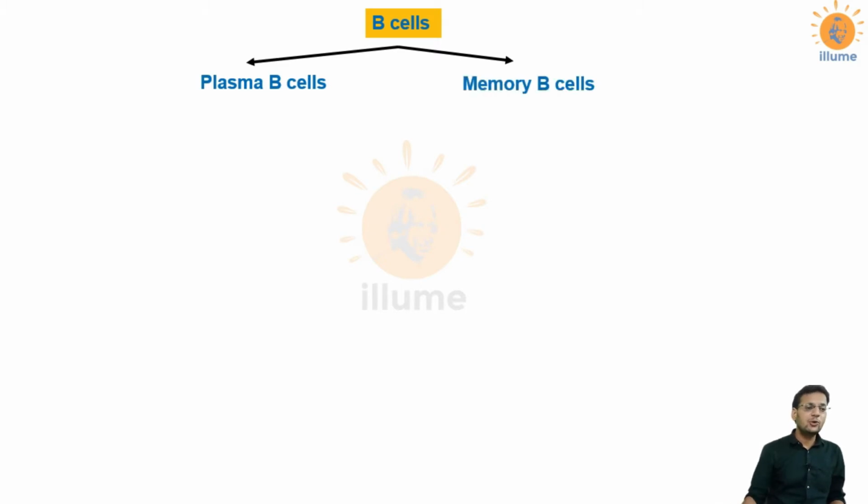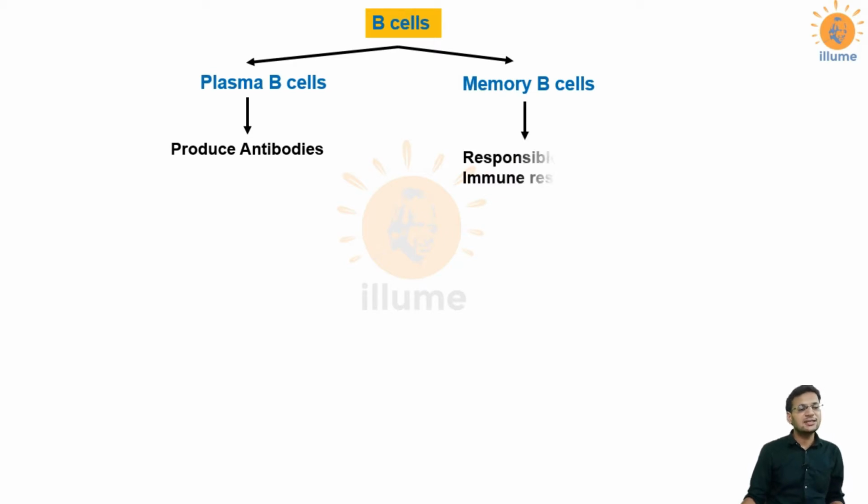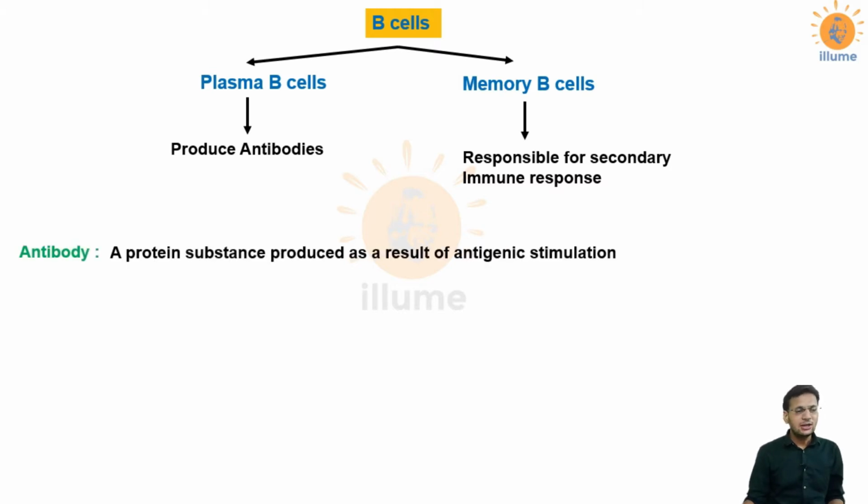B cells are of two types. The first type is the plasma B cell and the second is the memory B cell. Plasma B cells are responsible for the formation of antibodies, so they are called antibody factories, and memory B cells, as the name implies, are responsible for the secondary immune response. It would memorize the first encounter it has had with the antigen, and in the second encounter with the same antigen, it would convert immediately into the effector cells, plasma B cells, and would produce antibodies, which is called secondary immune response.